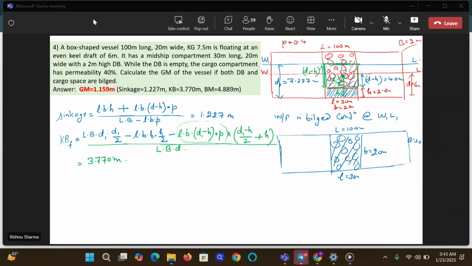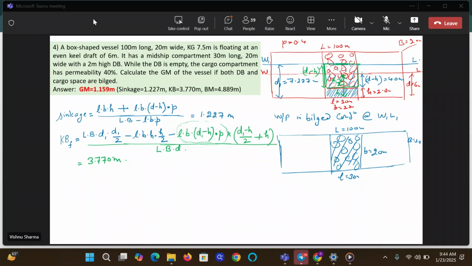Anybody has any questions, anybody was struggling here, let me know. Is it clear to everybody, class? If you write like this, and in the next step you put the values and then write the answer, you're good. 3.770. In the next step, put the values of capital L, small l, B, and all that.